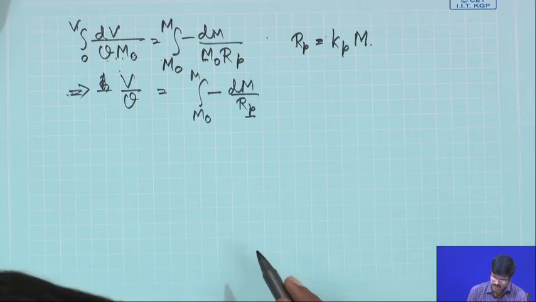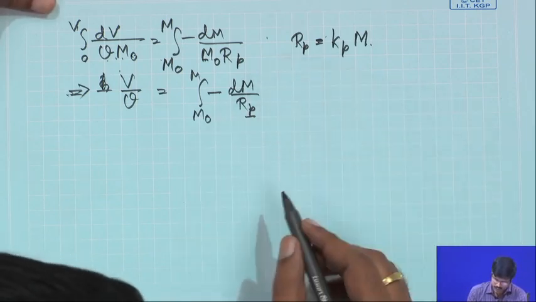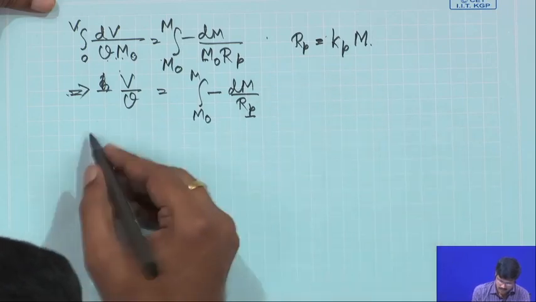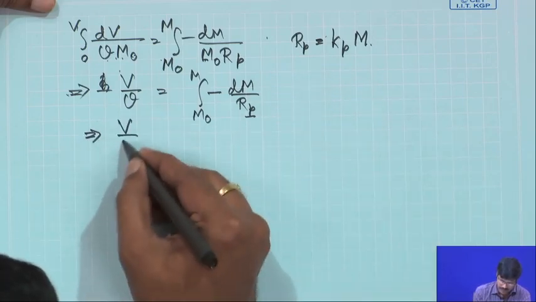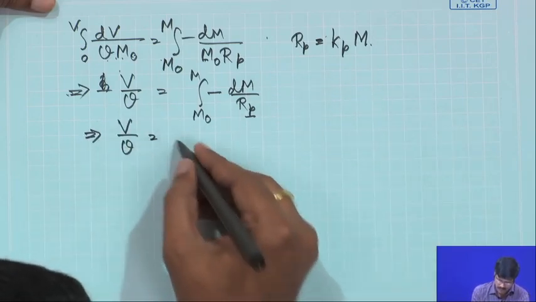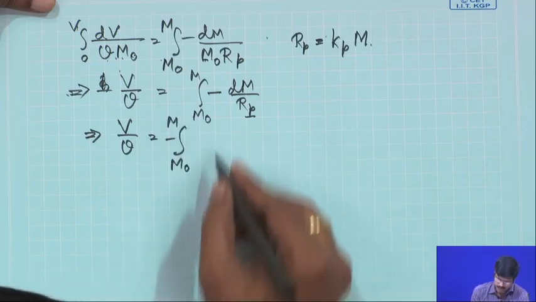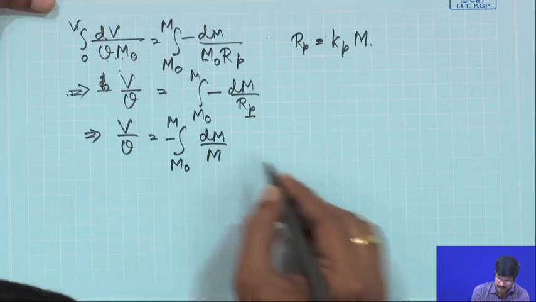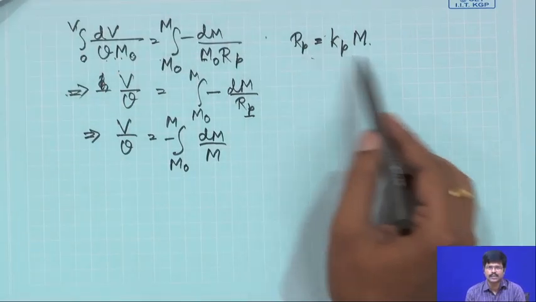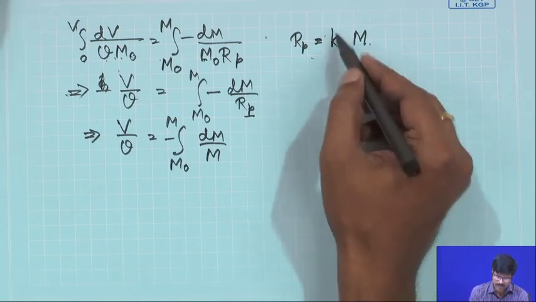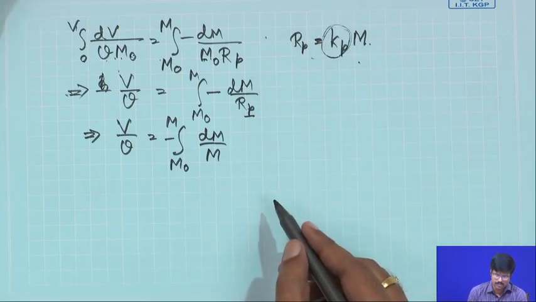Rp is nothing but Kp into m. So, if you are putting that expression here, what you will get is capital V by small v equals minus integral m0 to m dm by m, because remember that the reaction is first order in ethylene, that is what we talked about. This Kp value we are trying to find out.